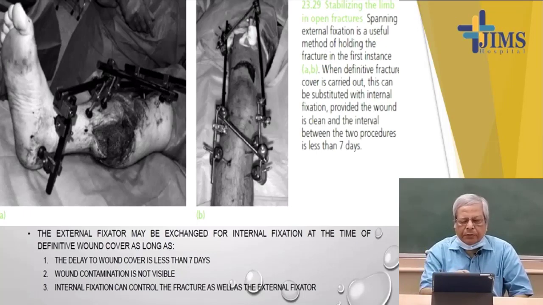This is another example. The open wound cannot be closed, so it is kept open. Bones are fixed by external fixators. And whenever the wound is healthy, you can put a split thickness skin graft. Here also you can put a split thickness skin graft.